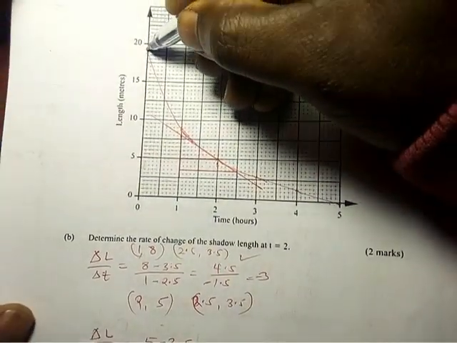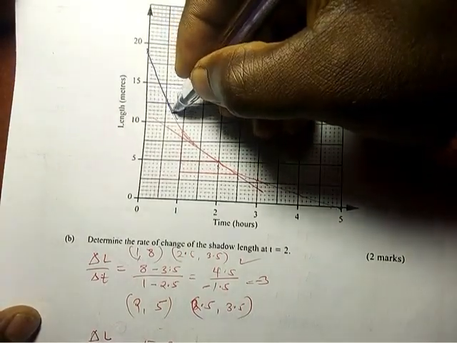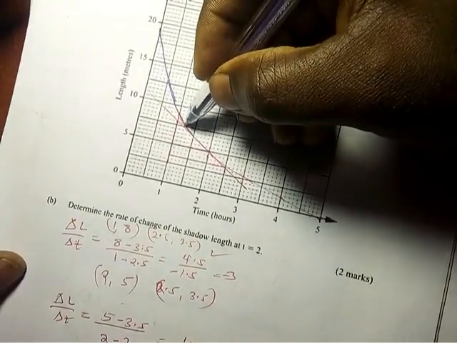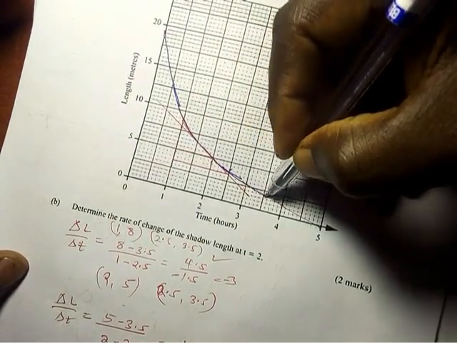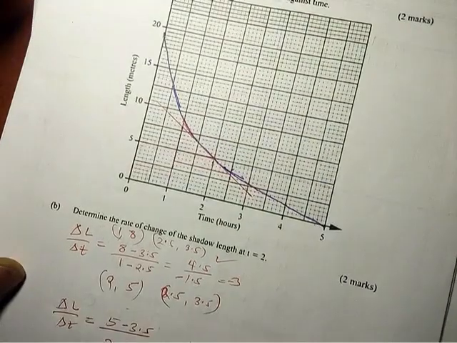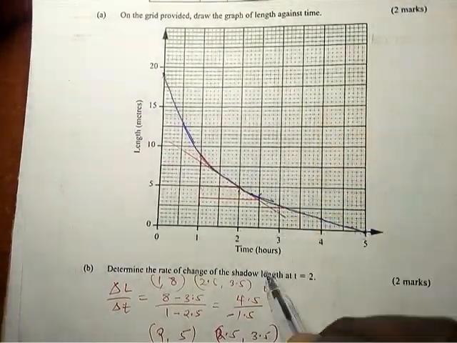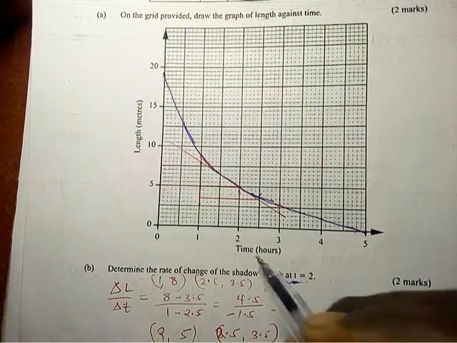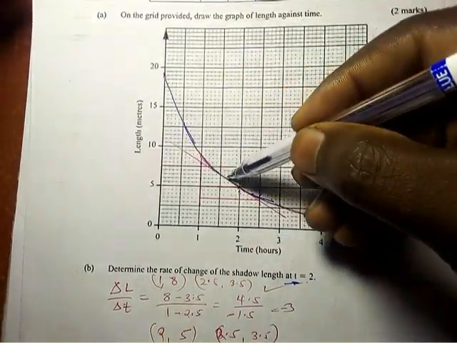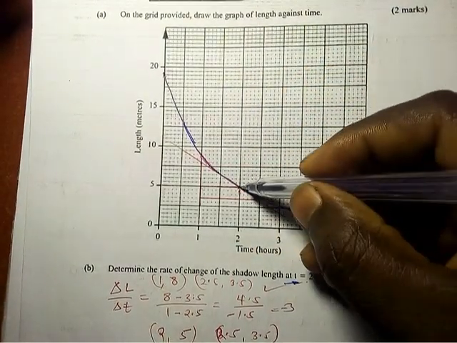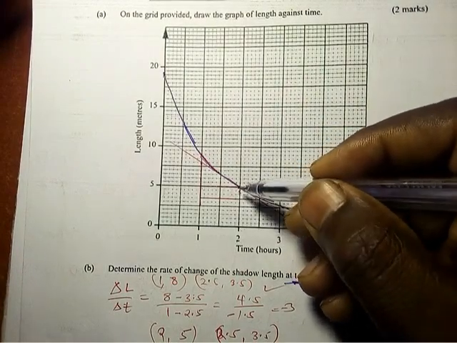So you will have a curve coming like this, up to that point. So you are supposed now to draw a tangent at t is equal to this point. You take your ruler and draw a tangent. So once you have drawn the tangent, you pick 2 points of the tangent and then find the gradient.